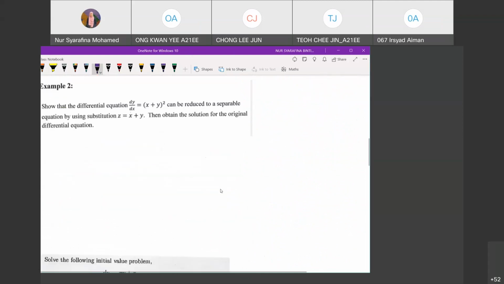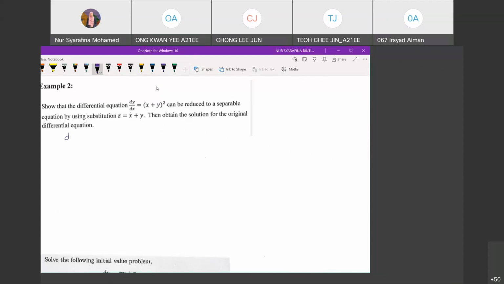Okay. So now let's try example 2. Show that dy dx equals to x plus y squared can be reduced to a separable equation by using substitution z equals to x plus y, then obtain the solution. Okay, so now at first it is mentioned that dy dx equals to x plus y squared is not a separable equation. So we need to show where we can reduce this to a separable equation by using the right substitution. Okay.